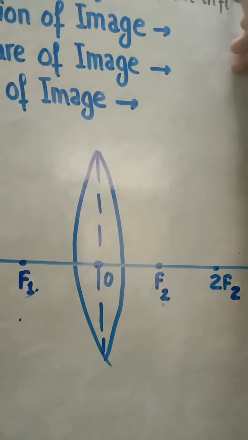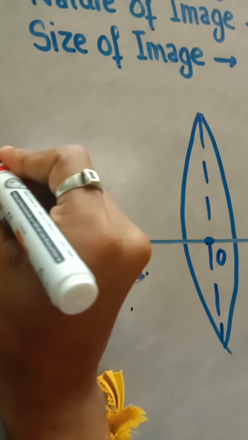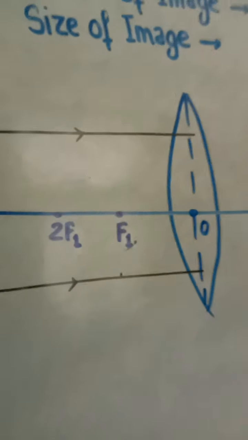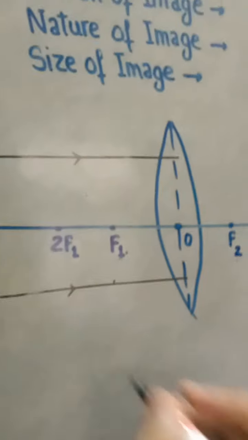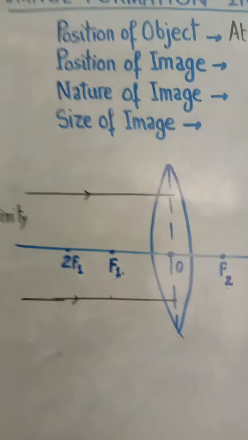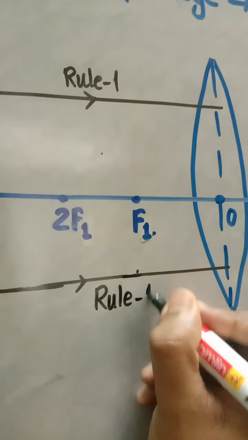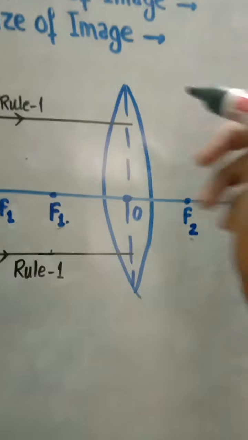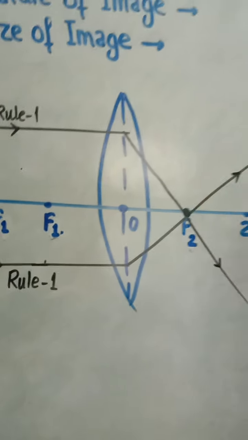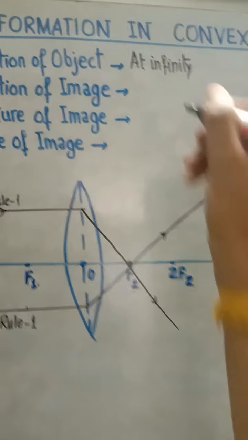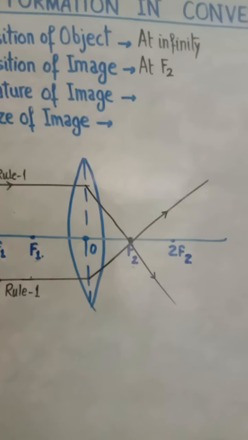First case is the object is kept at infinity. So what you can do, two rays of light are coming directly from infinity. You can mention the object is at infinity. So the rays of light are approaching from infinity. Here you are directly using rule 1 for convex lenses. A ray of light which is parallel to the principal axis, after striking the lens, will go through the focus. So see, they will meet at focus. So your position of image is at F2.